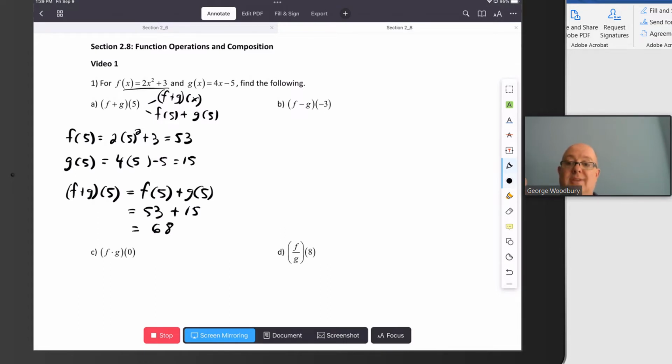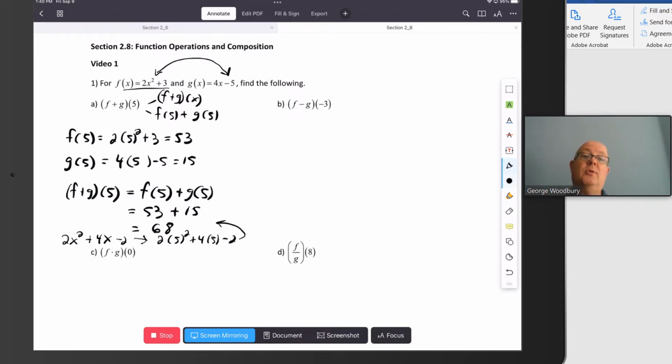Now, just for this one example, if I had combined them first, if I had added the formula for f of x to that of g of x, we would have had 2x squared plus 4x minus 2. And if we were to substitute 5 in for x there, that would have been 2 times 5 squared plus 4 times 5 minus 2. 2 times 5 squared is still 50 from earlier. 4 times 5 is 20. So we'd have 50 plus 20 minus 2, which is also 68. So you can get the same result either way.